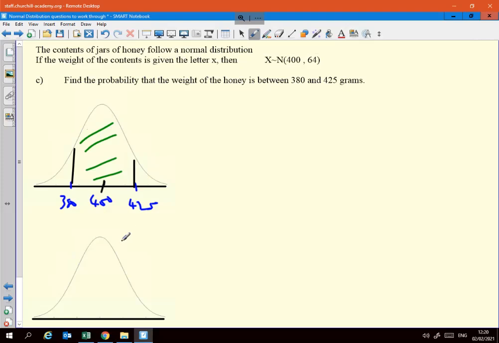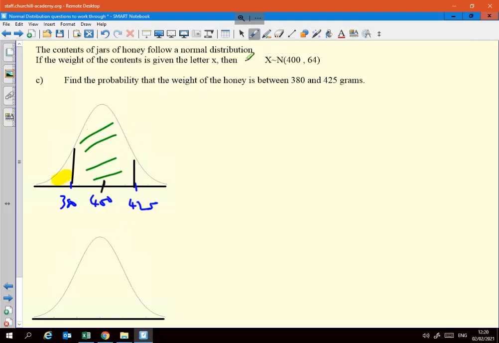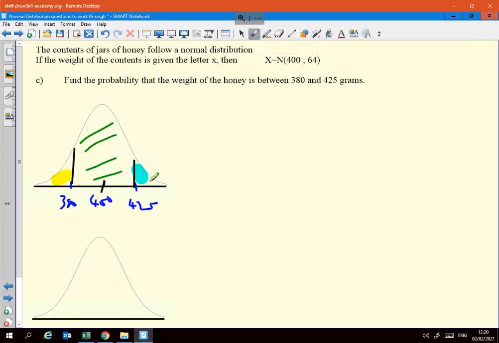That's the part I want. So, let's deal with the 425 first. There's different ways to think about doing this. An option could be, a bit like last time, I could get this yellow section here, and I could get this, let's go blue section here, and I could take those off of 1, and that would do the job for me. I'm quite tempted to go down that route.